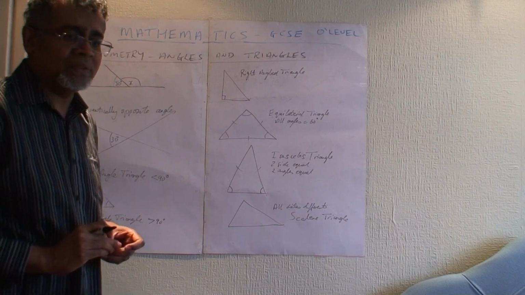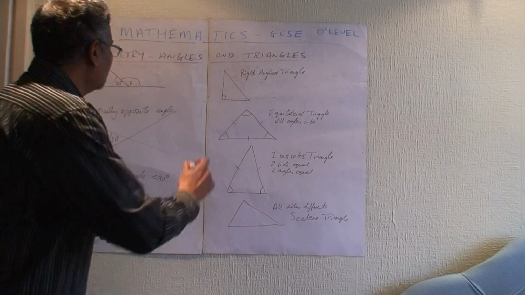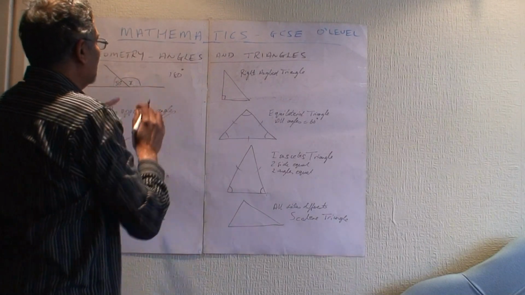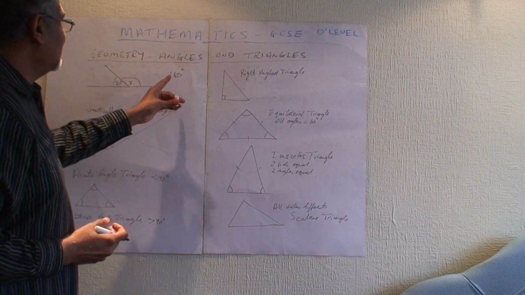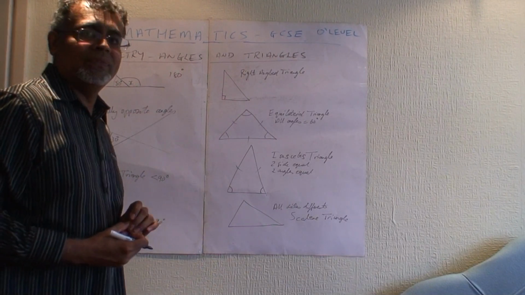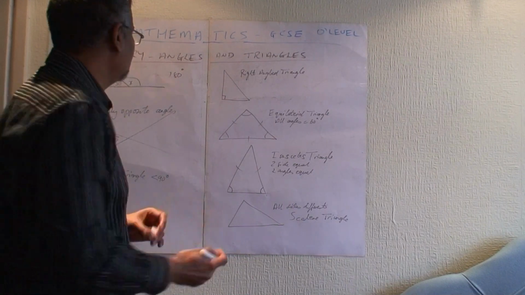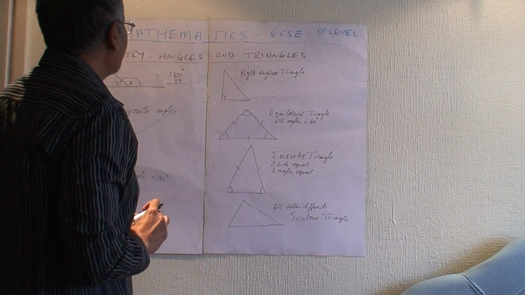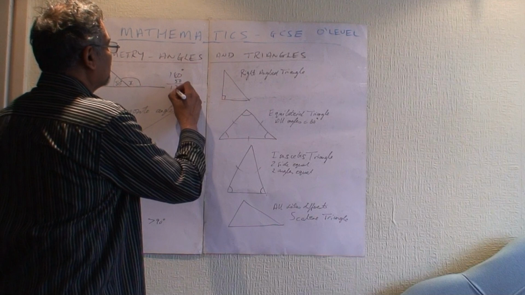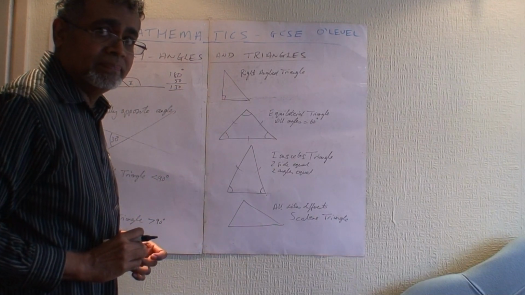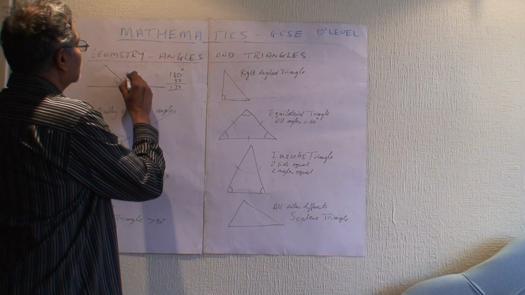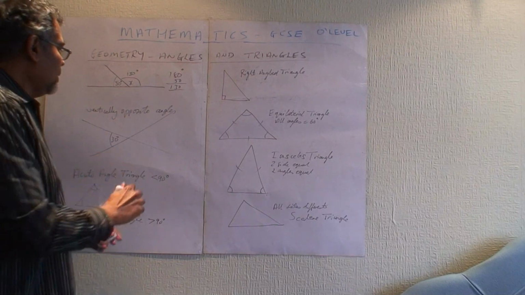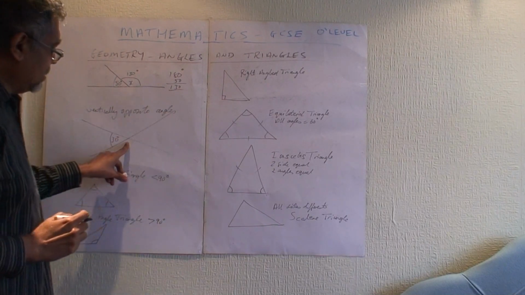Now we know the angle of a straight line equals 180 degrees. So in order to find this angle, we just take 180 and minus the 50. So it's just 180 minus 50, and we have 130. So this angle is 130 degrees.